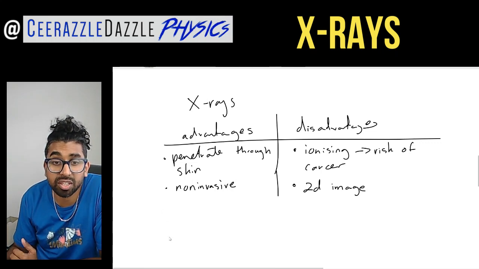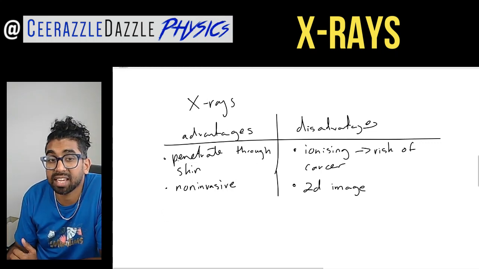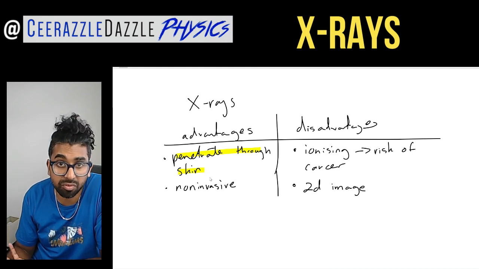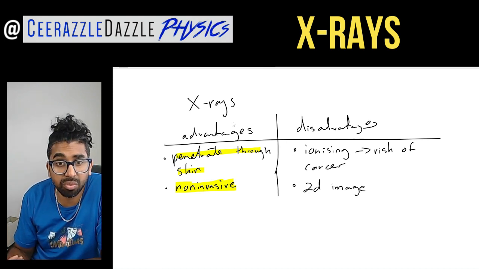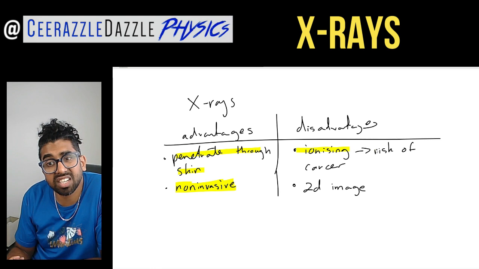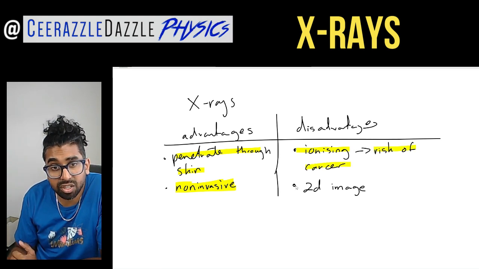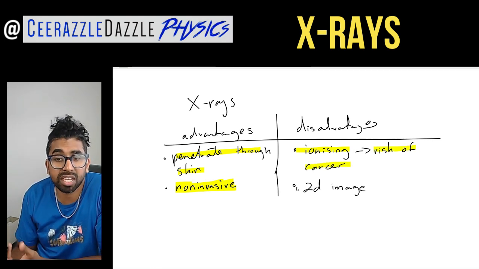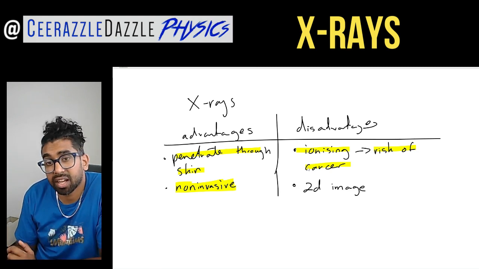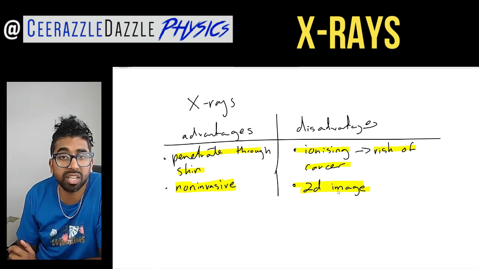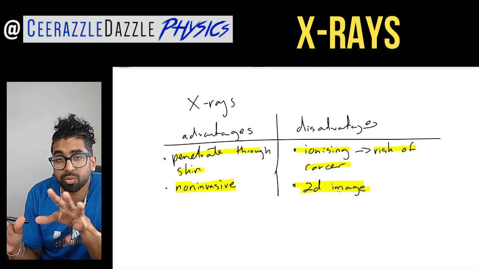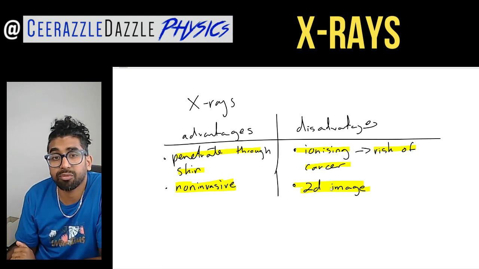Okay, so advantages of X-rays. Number one advantage is it can penetrate through the skin, and it is non-invasive. That means that you don't need surgery to see what's going on inside the body. A disadvantage of a medical X-ray is that it is ionizing and there's a risk of cancer. So there are dangers associated with X-rays, but hopefully you're not having too many X-rays and therefore the dose is not too high. Next, it's also a 2D image. So for parts of the body, like the pelvis, you might actually want a 3D image. Therefore, X-rays are not that great because only a 2D image is formed.